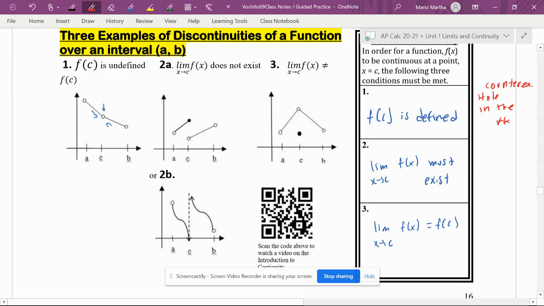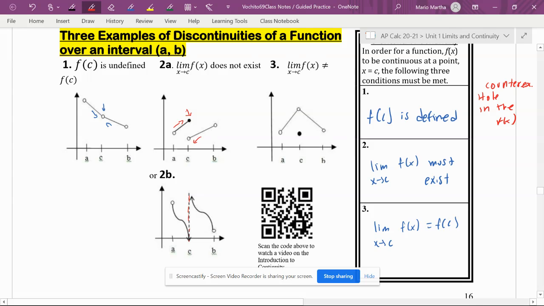The second one is when the limit doesn't exist. If the second condition fails, the function might be defined, like right here, but the limit doesn't exist because we're going in opposite directions when approaching from the right or the left side. There might also be an asymptote there. In this case, for 2b, the function is not defined there, and the limit doesn't exist. That's the counterexample.